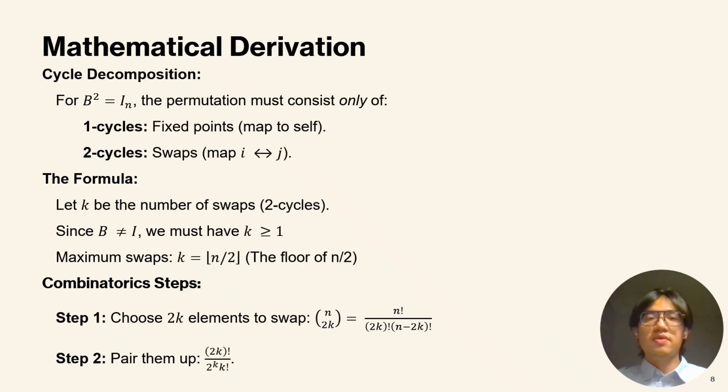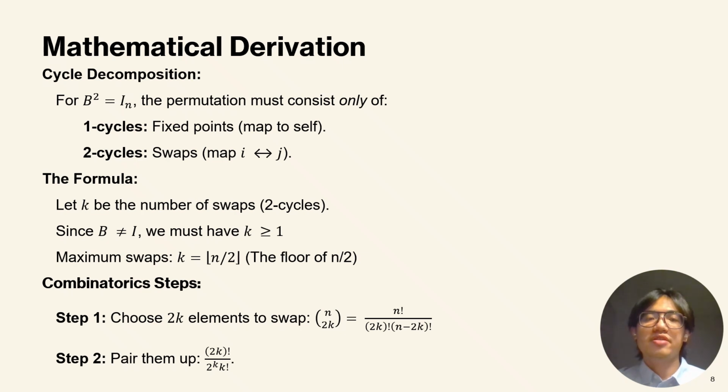To solve this, we look at cycle decomposition. For a permutation to be an involution, where B squared equals I, it must consist only of one-cycles, fixed points, and two-cycles, swaps. We let k be the number of swaps. Since it must be a proper root, k must be at least 1.